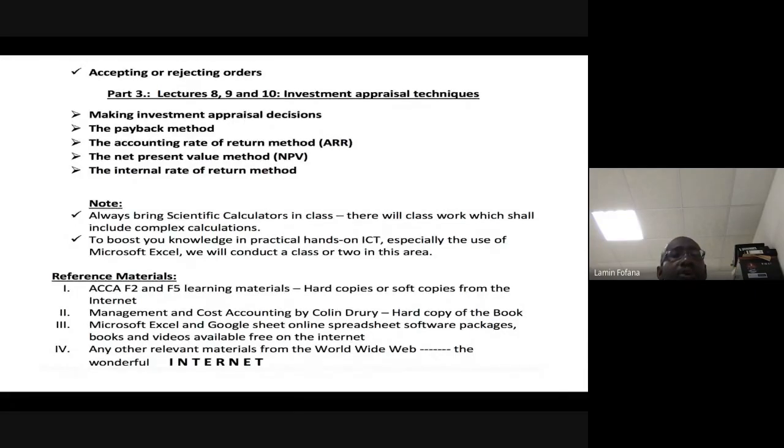So this is all from me for today. When we meet next week, inshallah, we're going to look at the topics. But before we do that, I will take you through the Google Sheets spreadsheet, how it works, because that's what we're going to use as our basis for solving problems in MA3. I'm going to take you through the basics of Google Sheets, and then we'll move on to our costing techniques. So any comments or any questions before we draw the curtain?